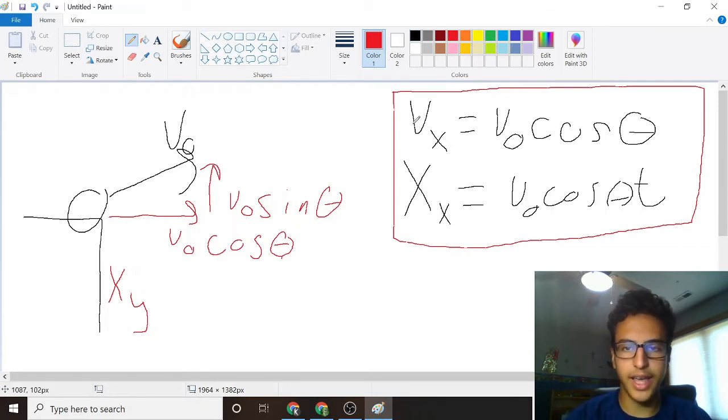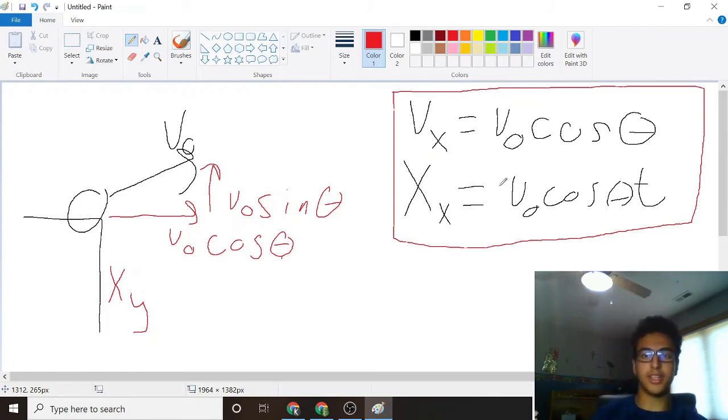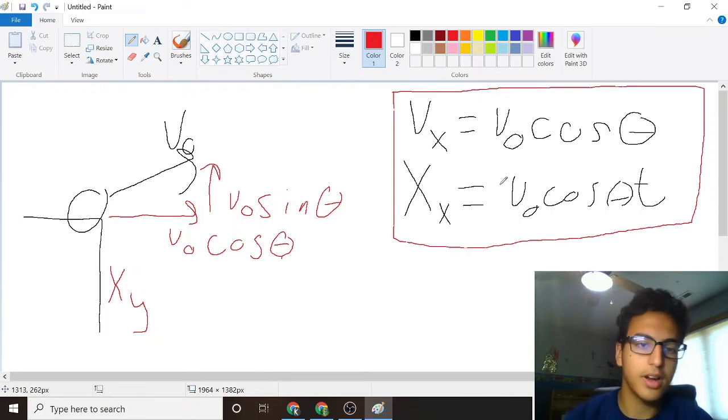Okay, and we know now the x velocity at any point is constant, and the x displacement changes linearly with time, and that should make sense. If you have a constant velocity, you're gonna move at a constant pace, so your displacement will grow linearly. Now what about right here? What about for the y component?